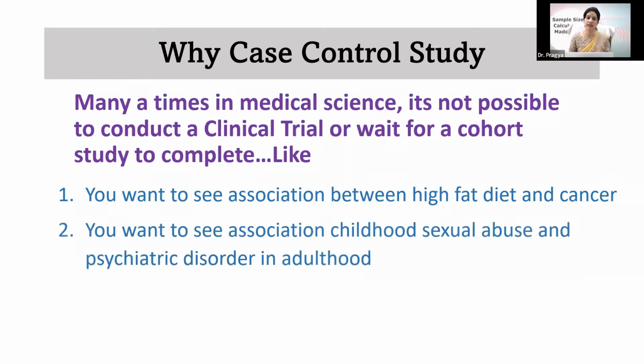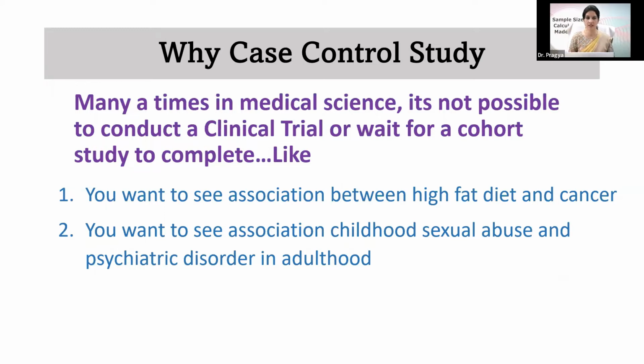Or the second research question could be, if you want to see the association between childhood sexual abuse and psychiatric disorder in adulthood. In this case also, you will see that it is not possible to do a cohort study or a randomized control trial. In that case, a case control study is a very good option. Although it has its limitations, with the selection of appropriate controls, you can remove those limitations.